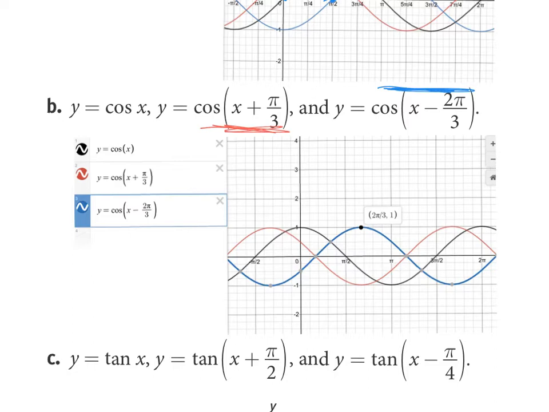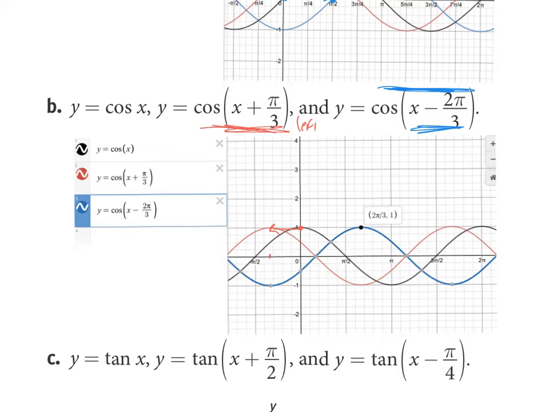And here we go. It looks like we were confirmed. The red one moved left pi over 3. Normally we start at the max of 0, 1, but that was moved to the left. Pi over 3 would be that marker. And then in blue, this was moved to the right. Our general shape starts at 0, 1, goes down and then back up, so starting at our max, ending at our max.